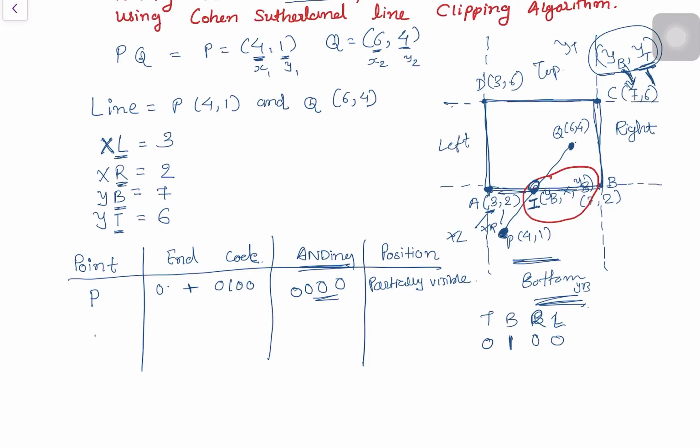Then find out the Q point. Similarly, the end point for Q is 0, and the code for Q, which is inside the window, here it is inside the window, so we can say that the code for Q is 0 0 0. Now what is the ending? It is 0. So this is completely visible.